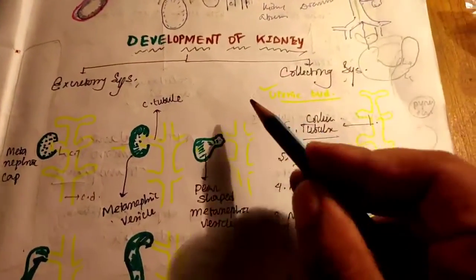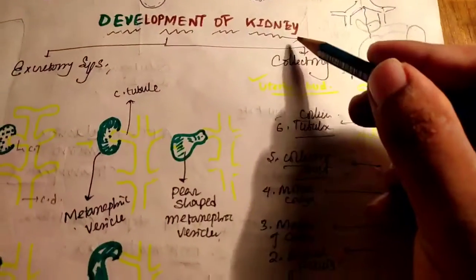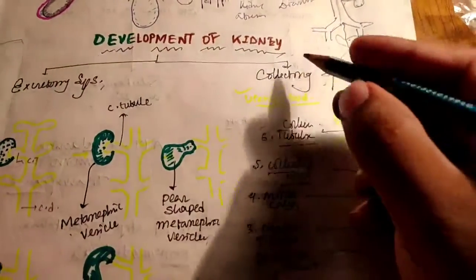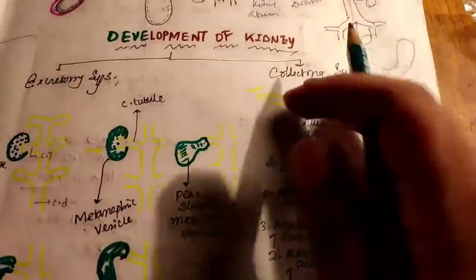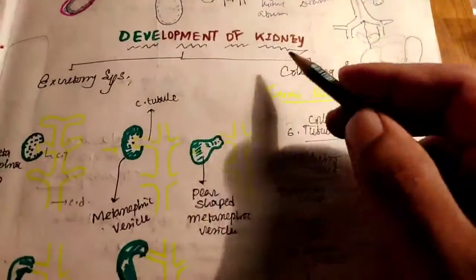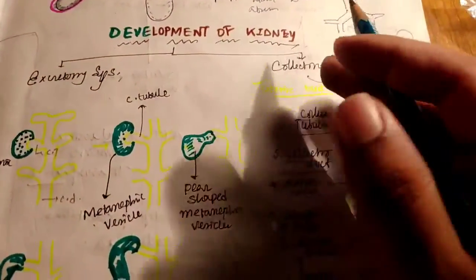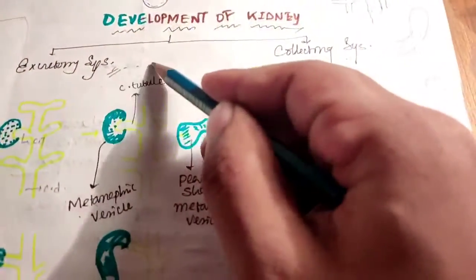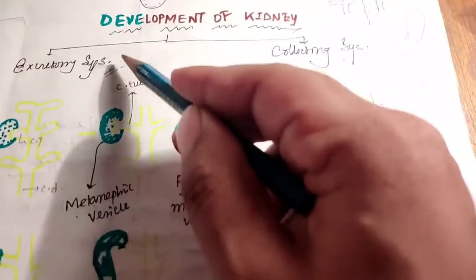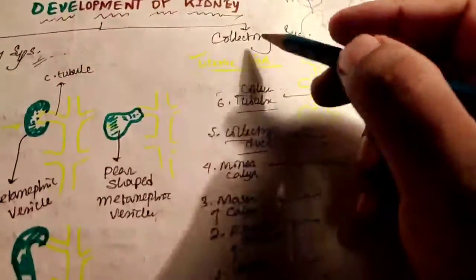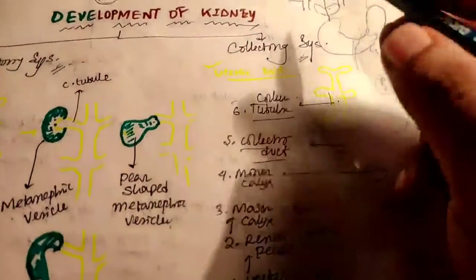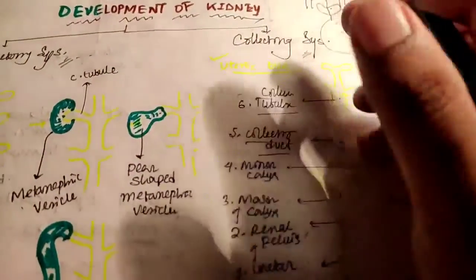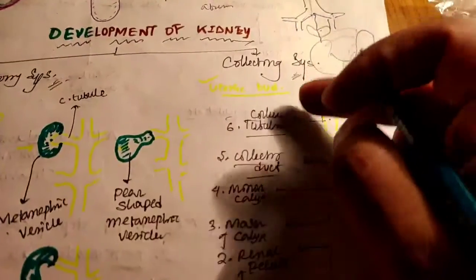Now, in this video, I will be discussing the development of the kidney, that is, metanephric development of the kidney, which occurs in all mammals. Development of the kidney is basically divided into two parts. One is the excretory system development, that is PCT, DCT, loop of Henle, glomerulus and Bowman's capsule development, etc. And another part is the collecting system development, that is the collecting duct and collecting tubule. So let's discuss the collecting system development of the metanephric kidney.